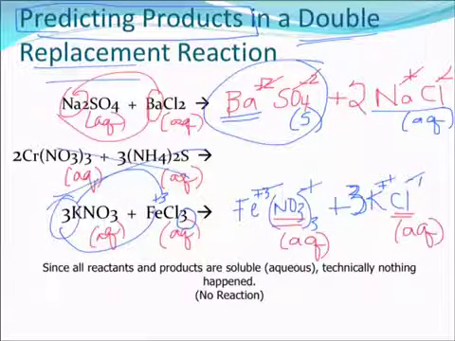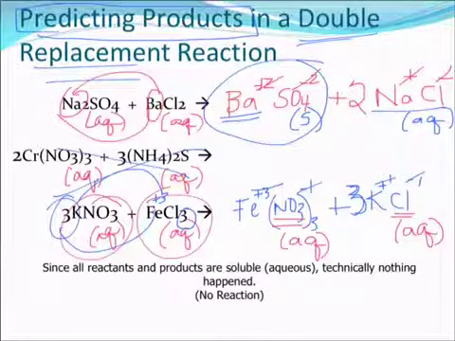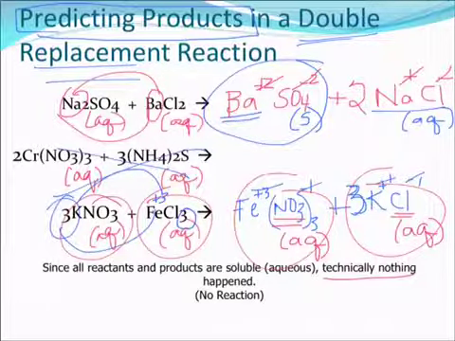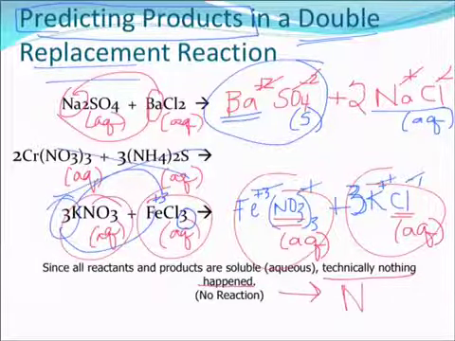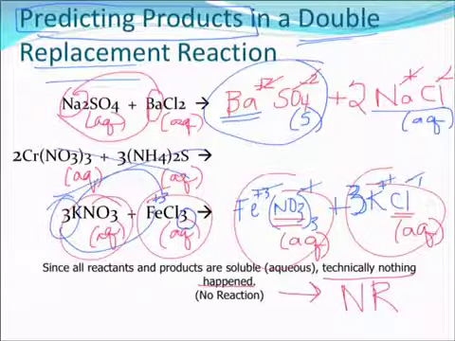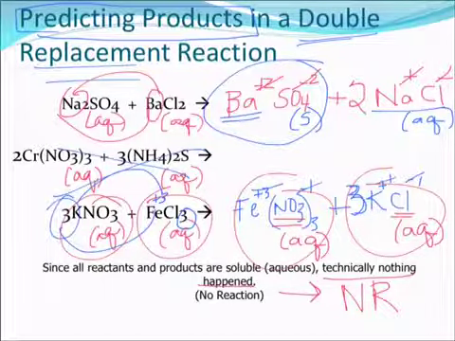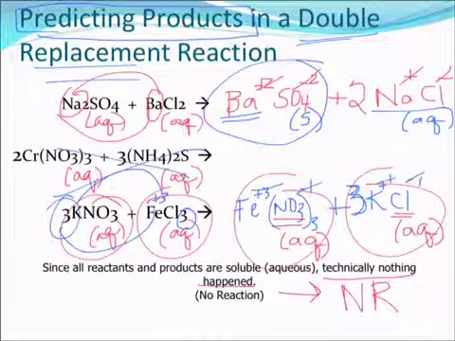Now think about this. If I took 2 clear liquids and mixed them together, and I get 2 clear liquids, nothing's going to happen inside that beaker. So technically, if everybody's aqueous on the right side, there was no reaction. And in chemistry, we like to put arrow NR, which means we're not going to see anything. There's no cool precipitate, no bubbles, no heat, no nothing. We literally dumped a bunch of stuff into the same container, and all the ions are floating around together, but nothing interesting happened. So I just wanted to show you an example of that. That could happen.